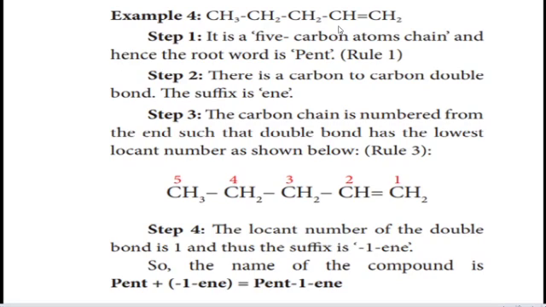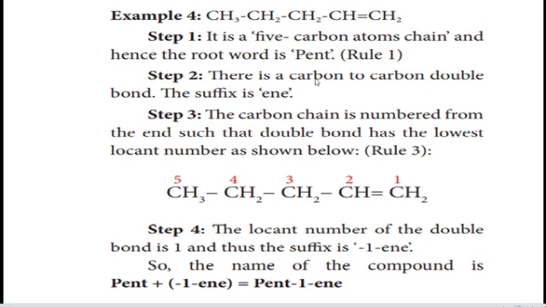Then example 4: the given compound is CH3, CH2, CH2, CH double bond CH2. Here a double bond is present. Step 1: it is a 5 carbon atom chain, and hence the root word is pent. 1, 2, 3, 4 and 5 carbon atoms. Meth, eth, prop, but and pent.